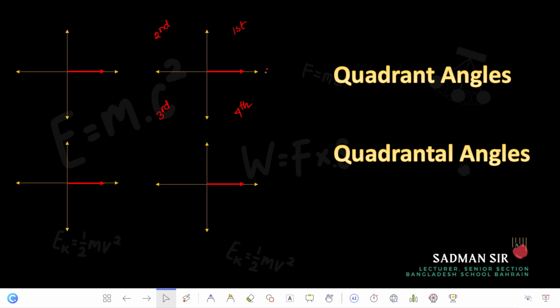Now we know that this is the 0-degree line, this is the 90-degree line, okay, this is 180-degree, and then this is 270, and when the ray completes a full rotation, then this line again becomes the 360-degree line.